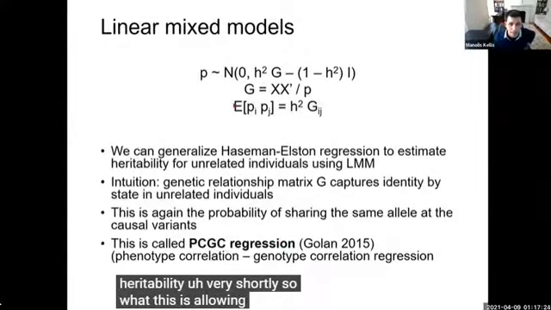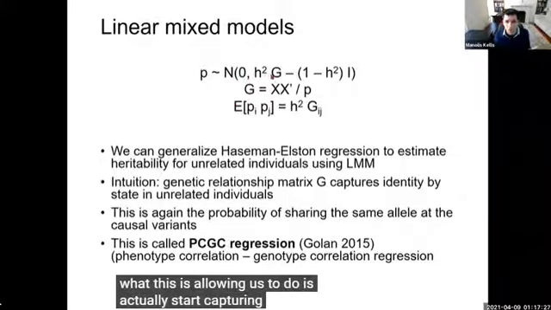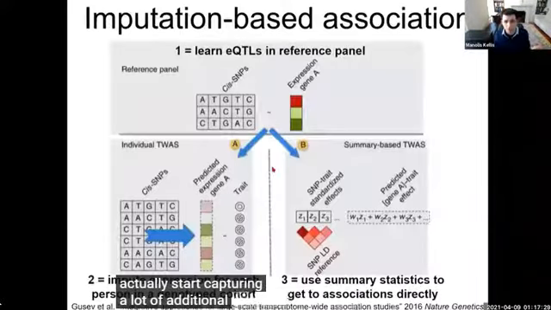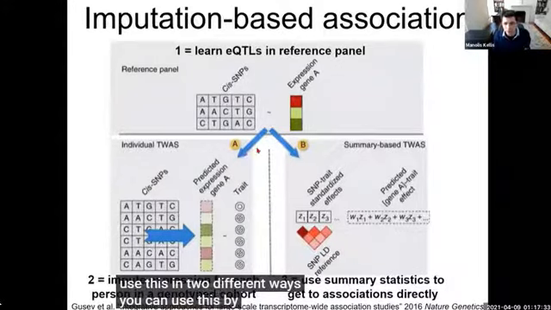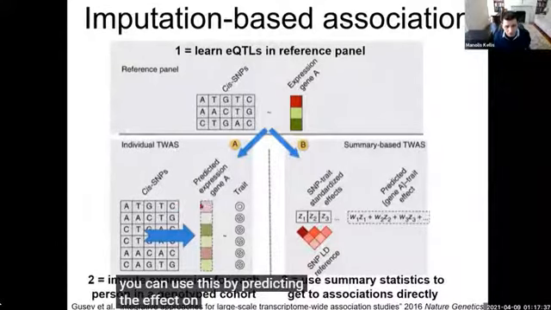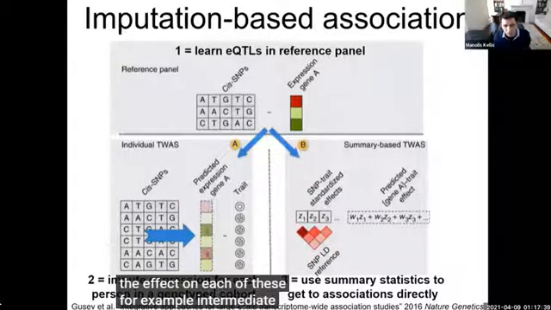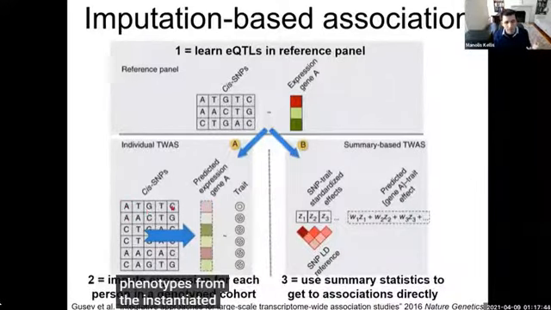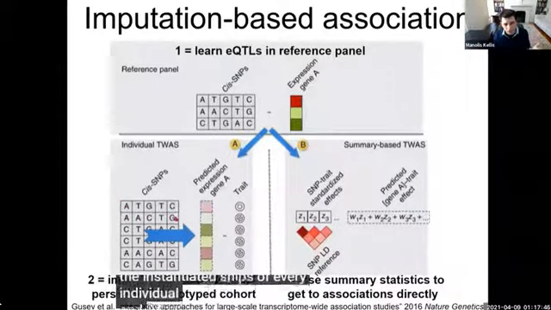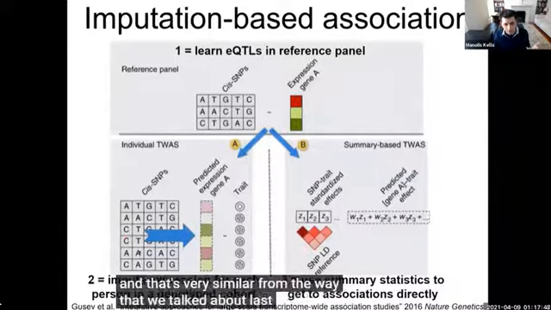So what this is allowing us to do is actually start capturing a lot of additional variation. So you can use this in two different ways. You can use this by predicting the effect on each of these, for example, intermediate molecular phenotypes from the instantiated SNPs of every individual. And that's very similar to the way that we talked about last time.